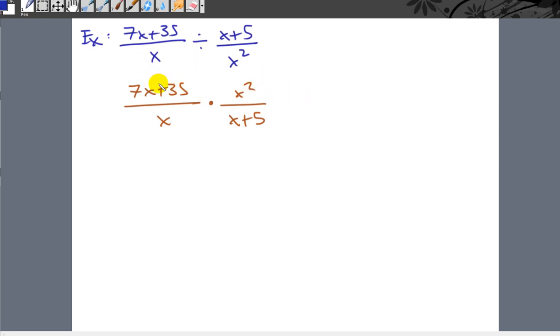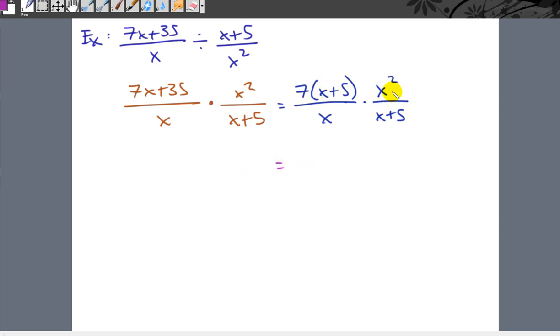Okay, let's see. What I see here is that a certain number can be factored out. It looks like a 7 can be factored out. So this is 7 times x plus 5 divided by x, and we multiply that by x squared divided by x plus 5.